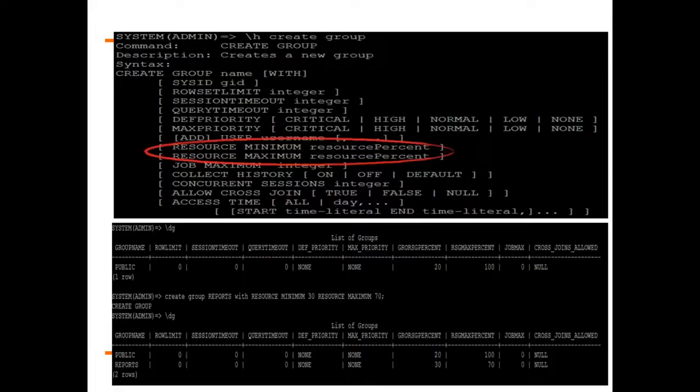Resource minimum and resource maximum. I can display the groups using \DZ. Here I'm creating a group called reports with minimum 30 and maximum 70. \DZ will show reports as 30 and 70. Public is the only exception, which has a minimum of 20 and maximum of 100. Public is the default resource sharing group.